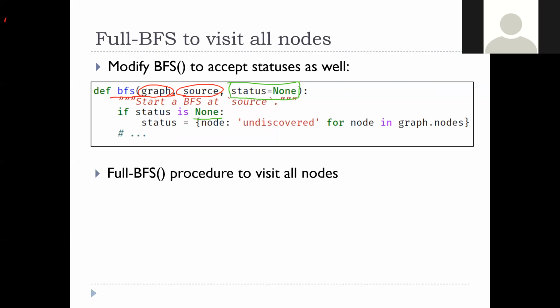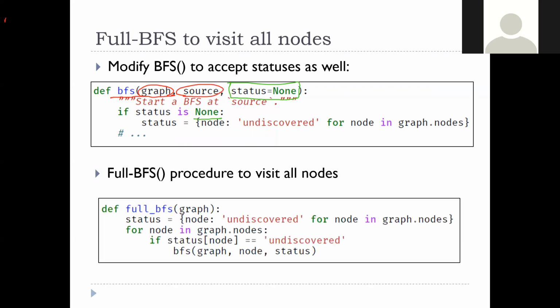And how do we restart from an undiscovered node? Here's what we do. This is what we call the full BFS. You're going to run this to visit all nodes. At the beginning, all the statuses are set to undiscovered. Then we simply have a for loop, and if the status of a node is undiscovered, then I perform a BFS from that node as the source. Note that during this BFS, the status will change.